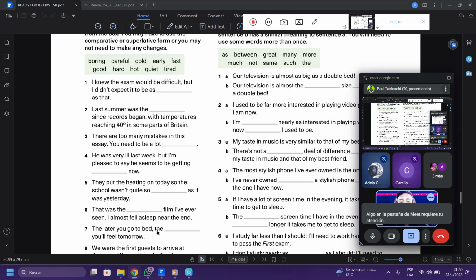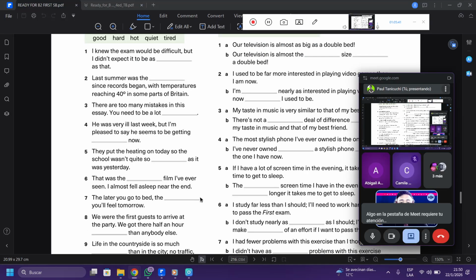Number 7, please. The later you go to bed, the... you will feel tomorrow. Tired. In this case, we can use both options. Please listen first. You can say the more tired or tireder. Any of those. The most common is the more tired. So the later you go to bed, the more tired you will feel tomorrow.